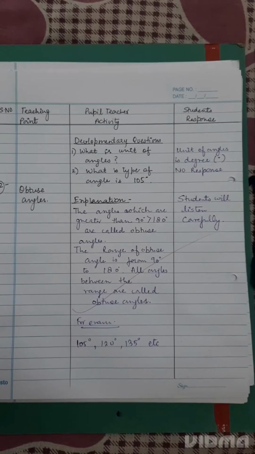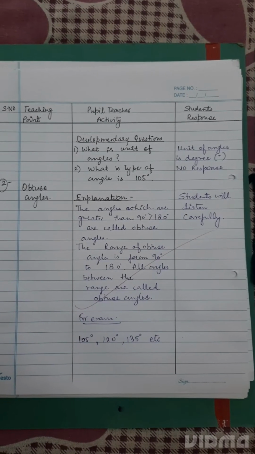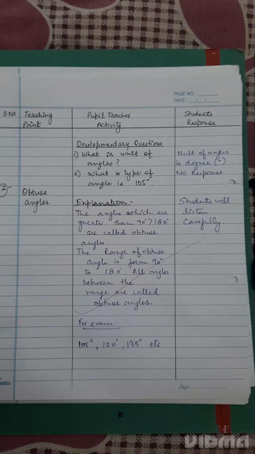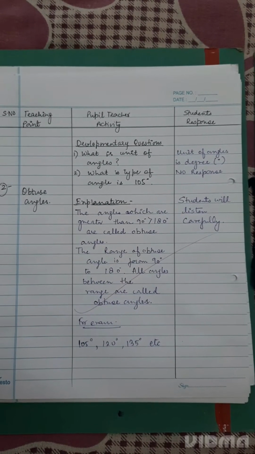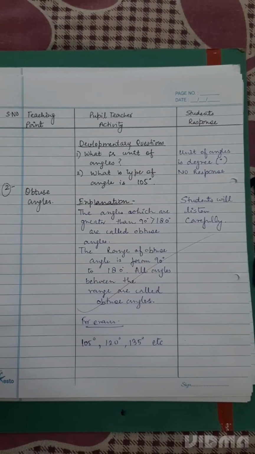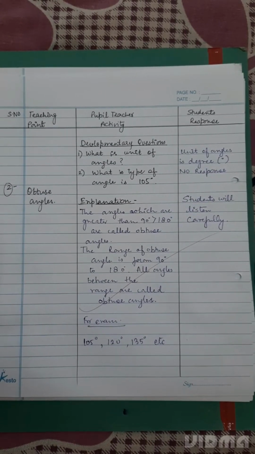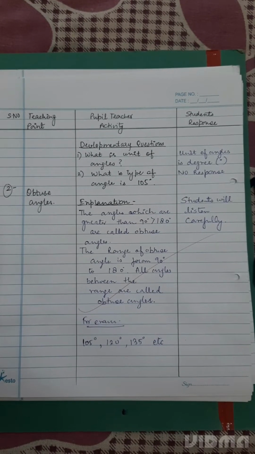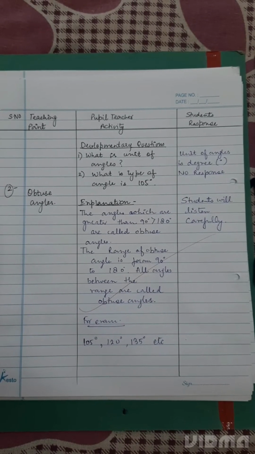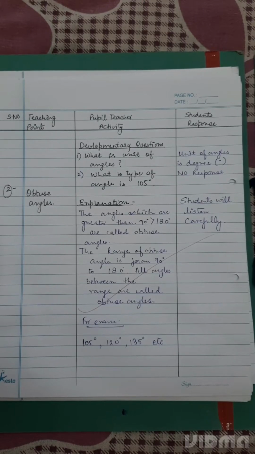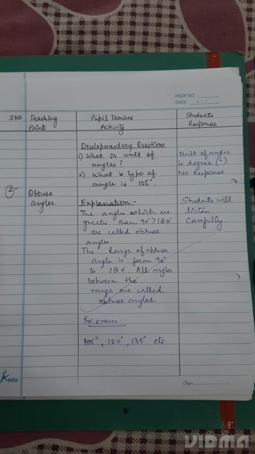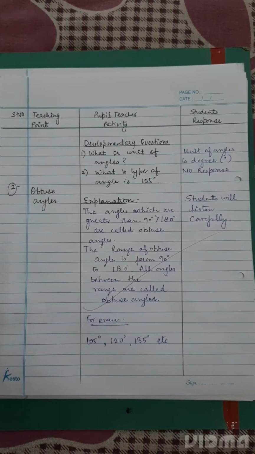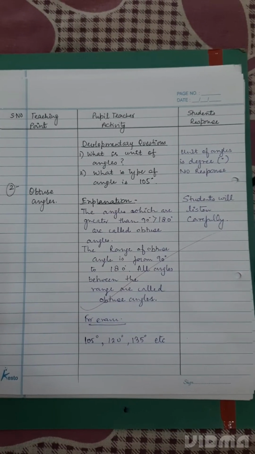Students, no response. Now we will introduce the topic and say, students, today we are going to discuss obtuse angles, and then you will explain the topic. The explanation is, the angles which are greater than 90 degree are called obtuse angles. The range of obtuse angle is from 90 degree to 180 degree. All angles between the range are called obtuse angles. For example, 105 degree, 120 degree, 135 degree, etc.